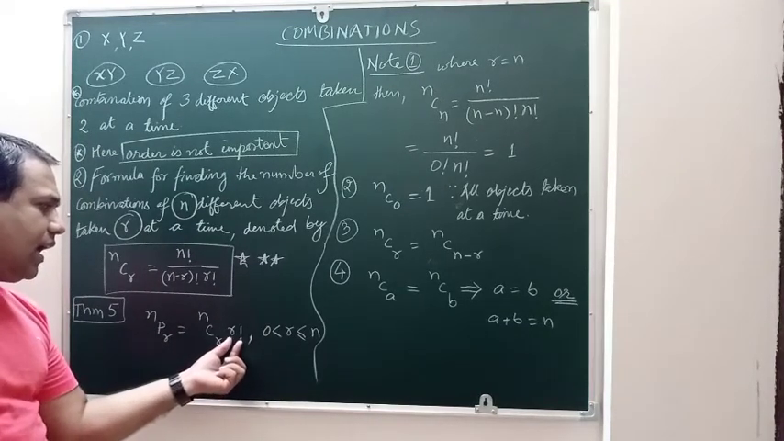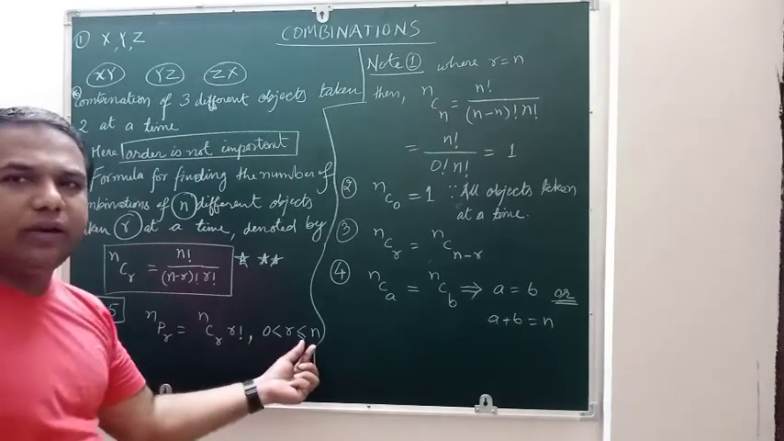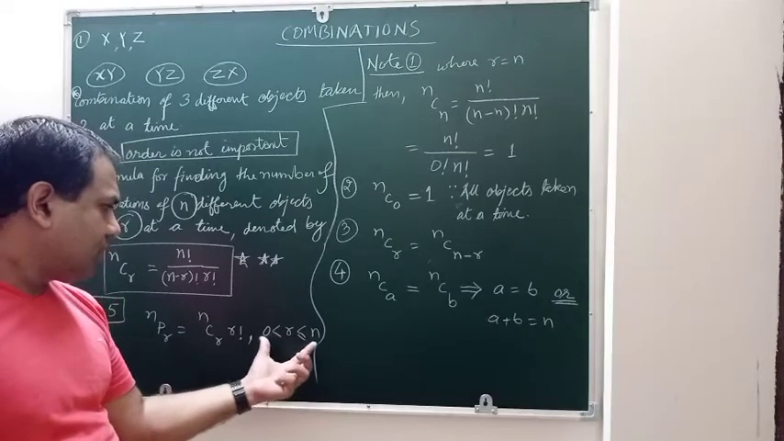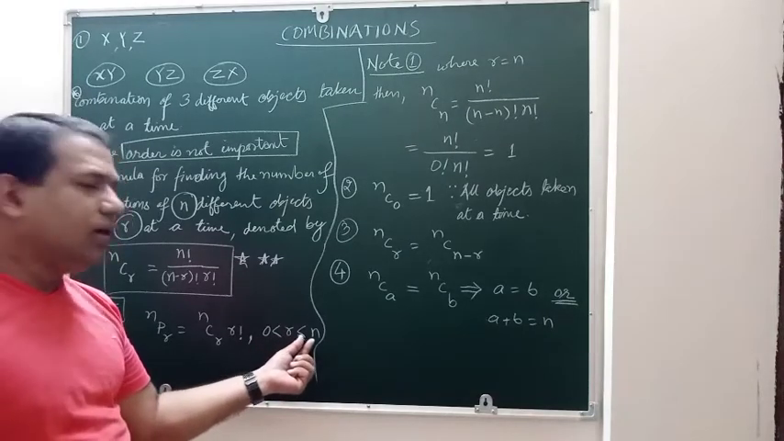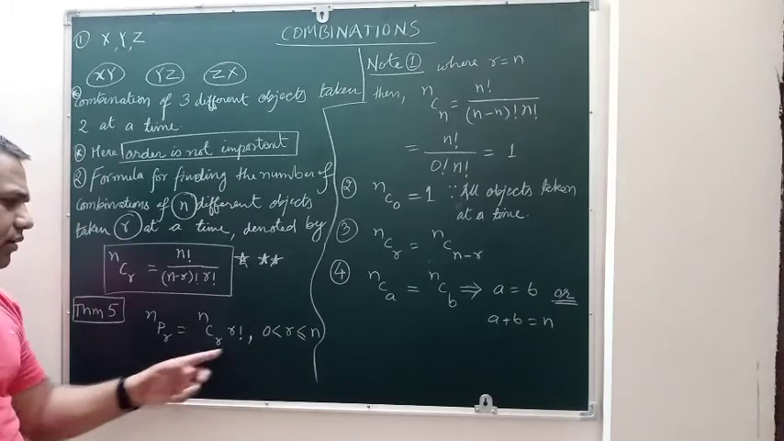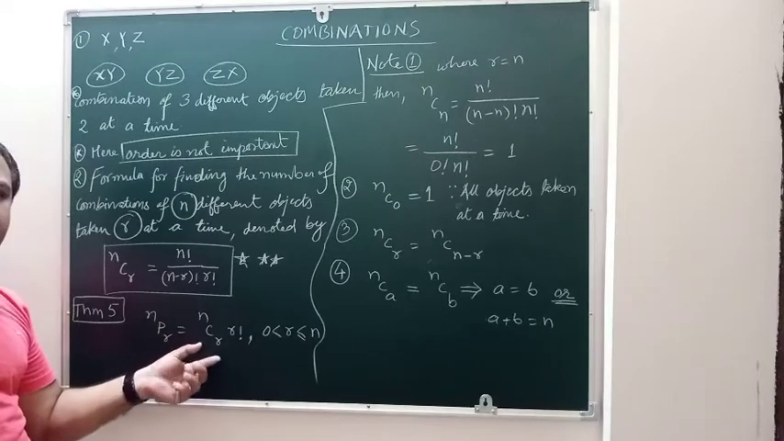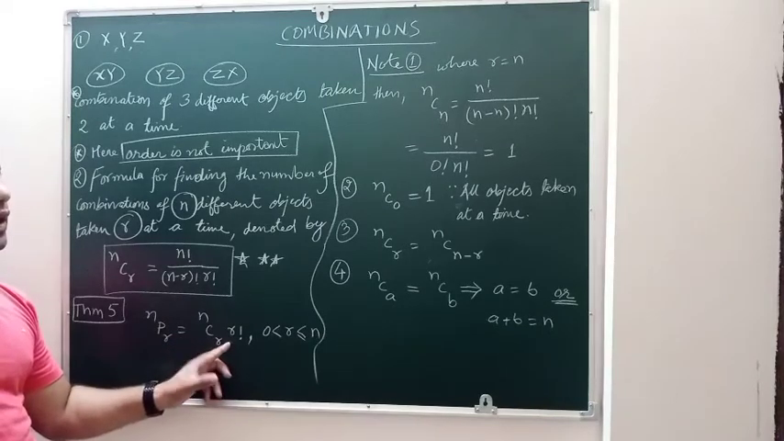And r belongs to 0 to n, where r can be equal to n. So we can put the value of r up to that. So nPr is equal to nCr into factorial r.